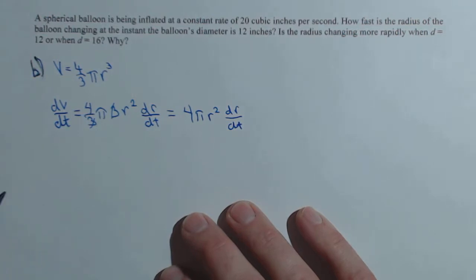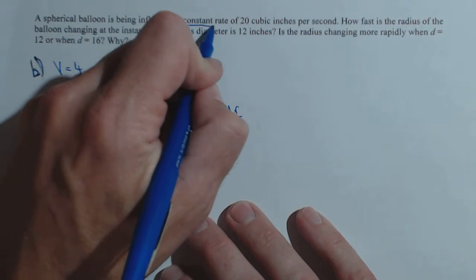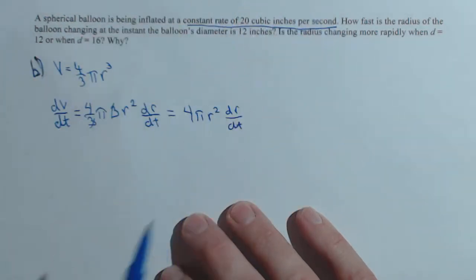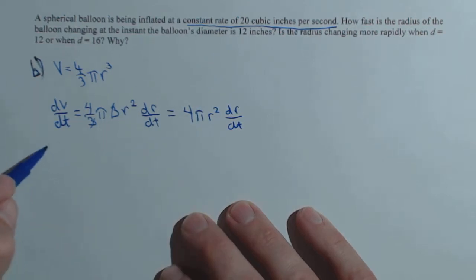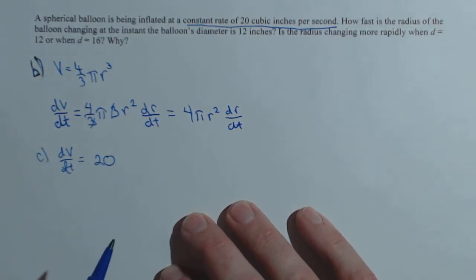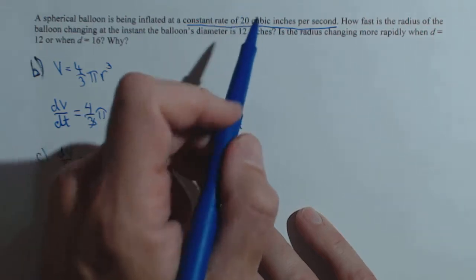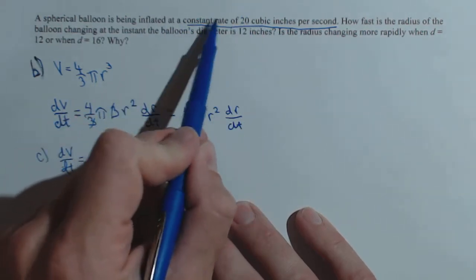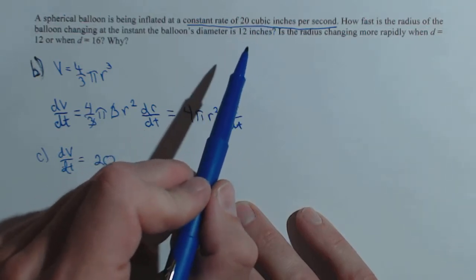Now, they're giving us the fact that it's being inflated at a constant rate of 20 cubic inches per second. Well, that is the rate that the volume is changing. So for part C, we know that our dV/dt in this situation is 20, and it's in cubic inches per second. A couple ways we know it: it's being inflated, so this is a change in volume. Also look at the units, cubic inches.